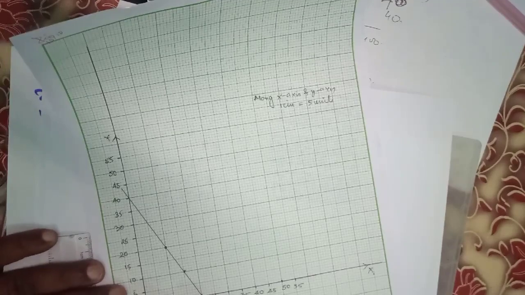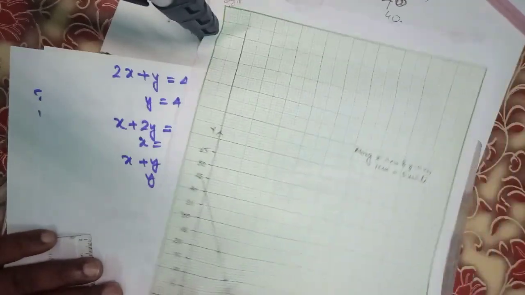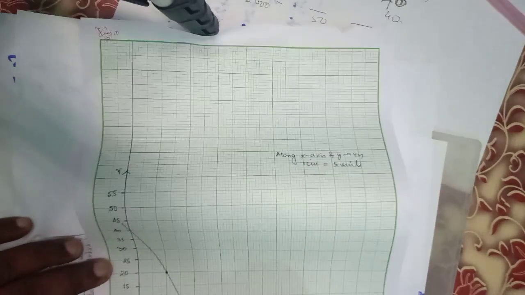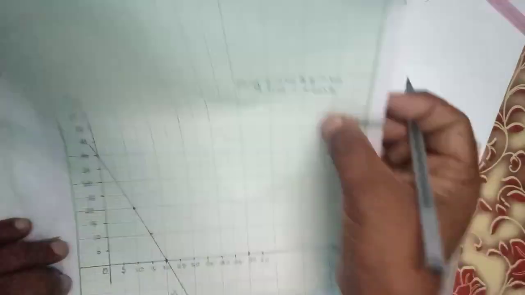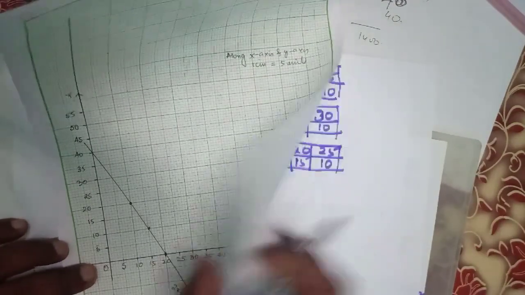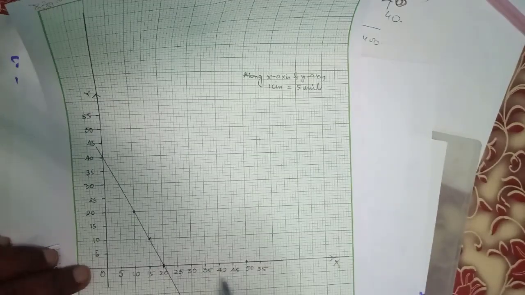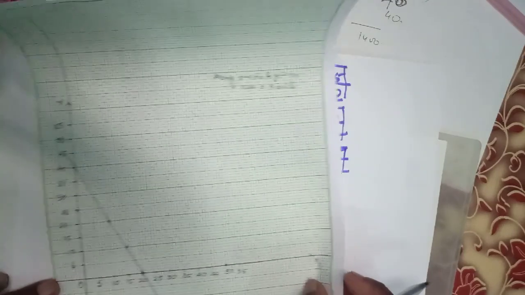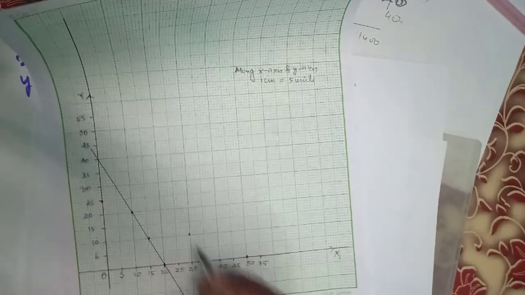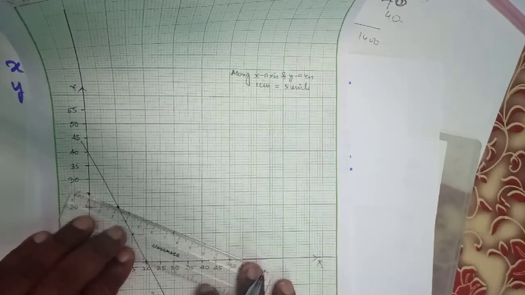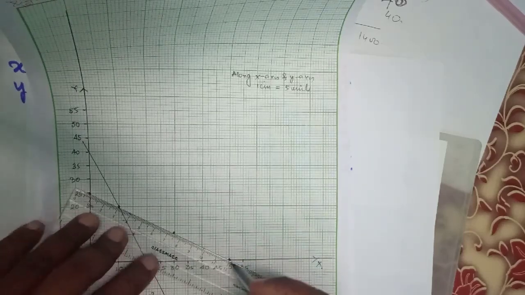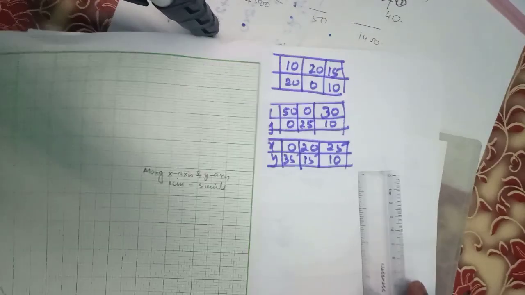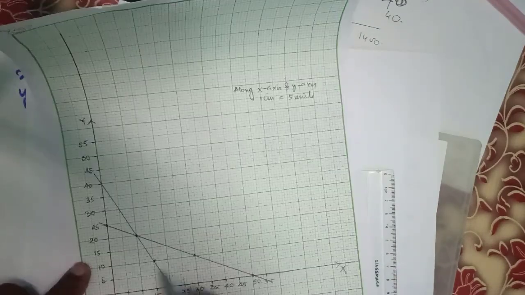Joining the line and writing here the equation of the line, that is 2x plus y equal to 40. Next we have 50, 0. 50, 0 is here. Next we have 0, 25. And the final point is 30, 10. Joining the line. And the last one is 0, 35. 0, 35 is here.